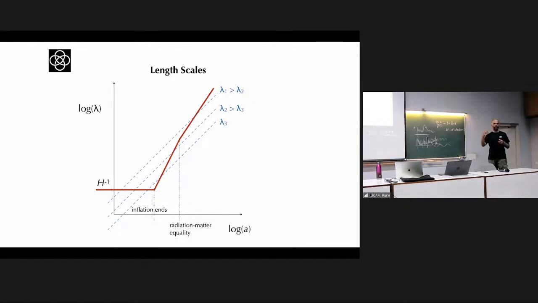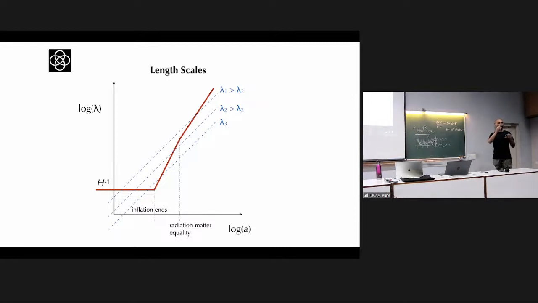Now pick three co-moving lengths: 10 megaparsec, 1 megaparsec, 0.1 megaparsec. The 10 megaparsec one I call lambda 1, 1 megaparsec is lambda 2, 0.1 megaparsec is lambda 3. How do the corresponding proper wavelengths evolve? They will be proportional to the scale factor.